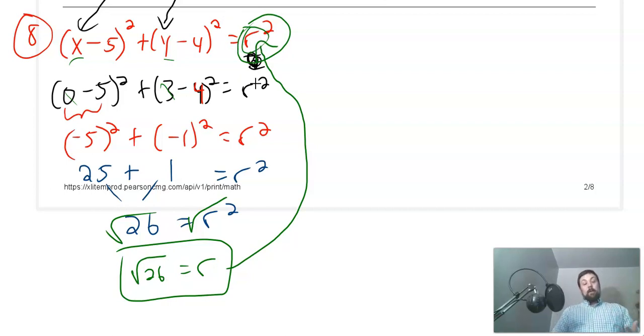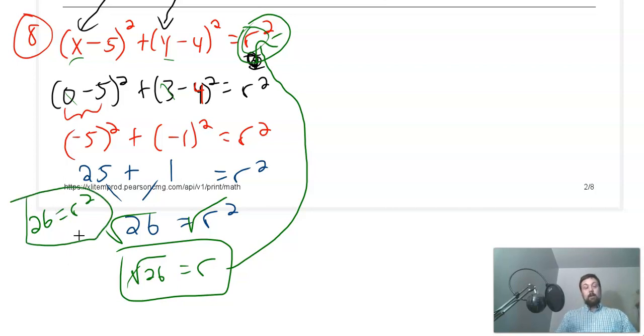So, what happens when you plug in square root of 26 here for r, you square that. The square is going to cancel out the square root, and you'll just get 26. And so that's the right answer. But what you could also do instead is this. Don't take the square root of both sides here. Just stop with this. R squared is 26.